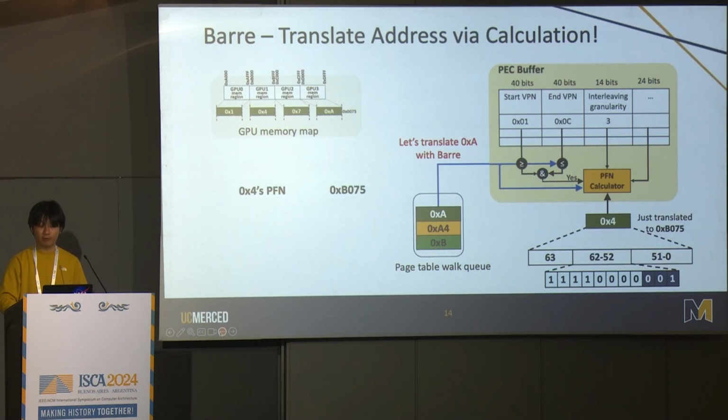Finally, since 0x4 is a translated PTE, we know that its PFN is 0xb075. By subtracting the base address of GPU 1 and adding the base address of GPU 3, we can finish the translation for VPN 0xa with a simple calculation, without a page table walk.